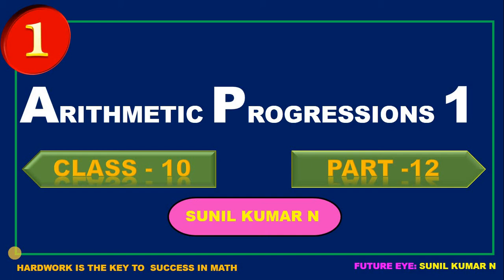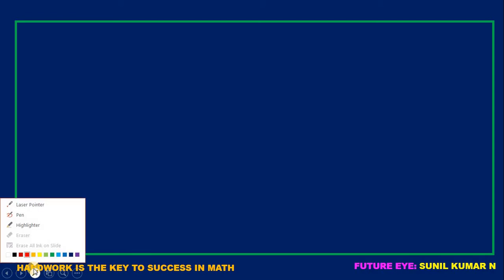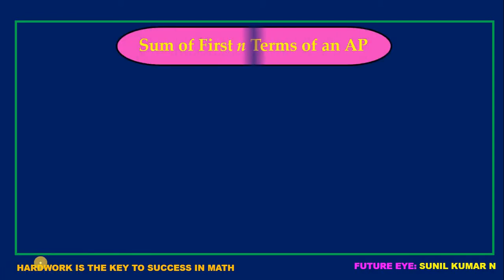Dear students, in this class I am going to start the last topic of this chapter, that is the sum of the first n terms of an AP. In this topic we first have to learn the sum finding formulas. If you understand these formulas, you can easily solve the problems in Exercise 1.3. Hence, first let us see the formulas one by one.